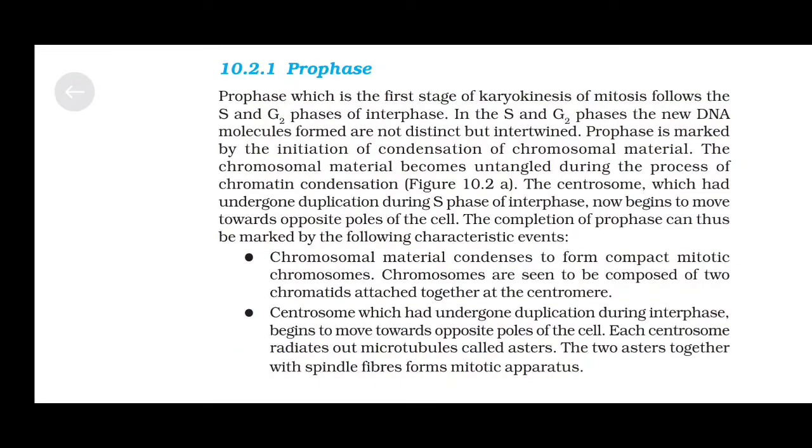Karyokinesis involves the following four stages: prophase, metaphase, anaphase, telophase. Prophase. Prophase, which is the first stage of karyokinesis of mitosis, follows the S and the G2 phases of interphase. In the S and G2 phases, the new DNA molecules formed are not distinct but intertwined. Prophase is marked by initiation of condensation of chromosomal material. The chromosomal material becomes untangled during the process of chromatin condensation. The centrosome, which had undergone duplication during S phase of interphase, now begins to move towards opposite poles of the cell.